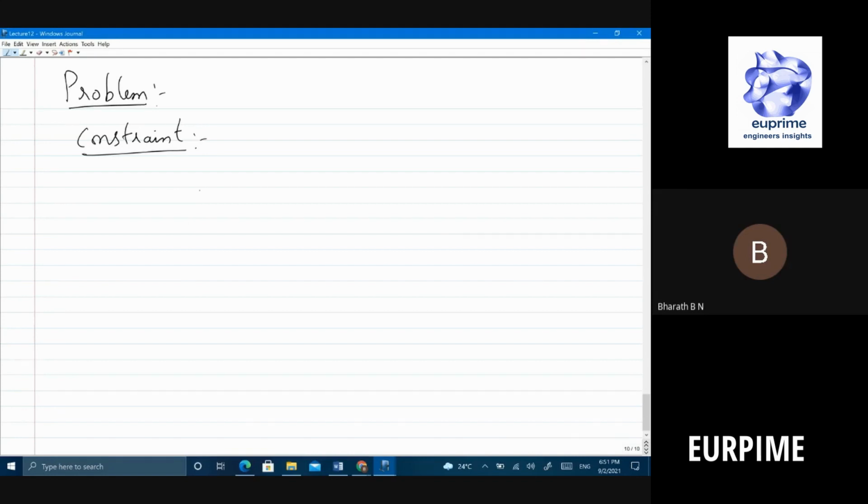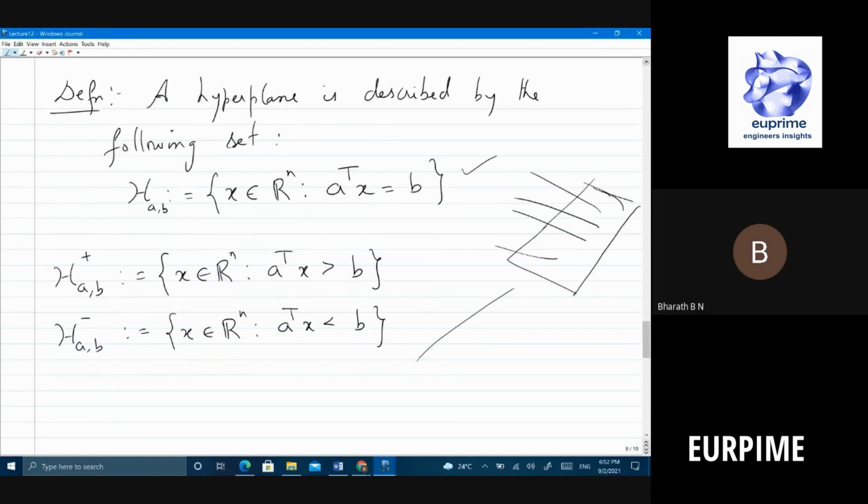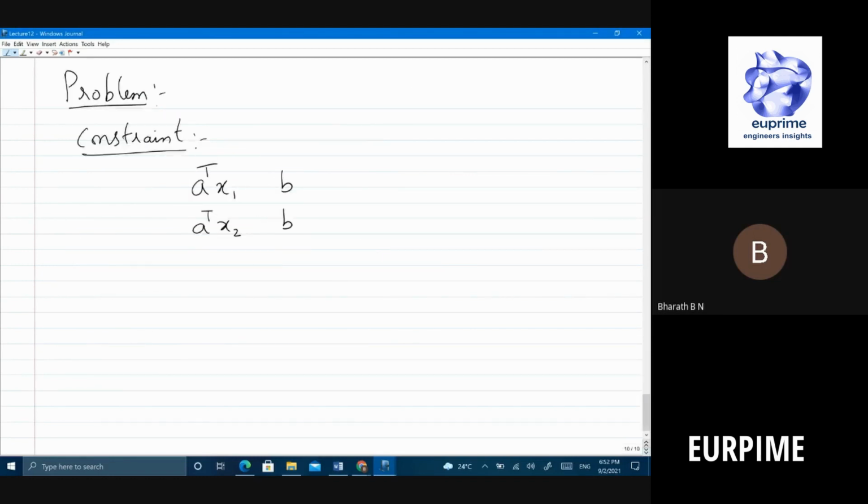See, what can you say about A transpose X1? Should be less than or equal to B? True? A transpose X2 should also be less than, okay, I'm sorry, it should be strictly less than B, because it belongs to lower or upper. It doesn't matter. I said D1 is contained in plus, so that means plus means what? My convention is greater than. So I should change this. It should be greater than. It's above the hyperplane, right? X1, X2 all belong to above the hyperplane.